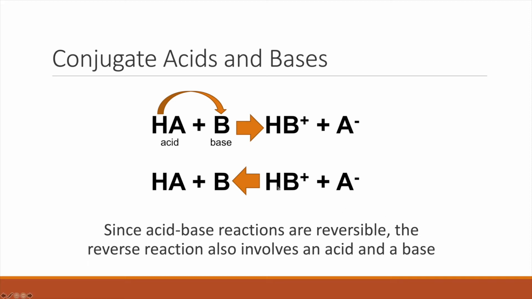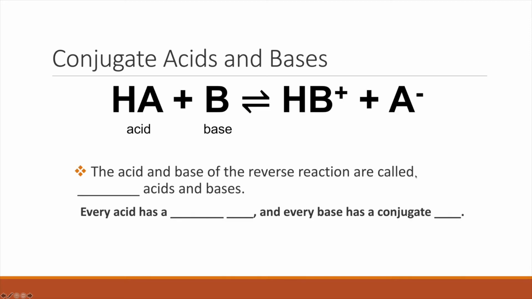To go back to reform what I had originally, this hydrogen is going to go back to that A minus. So now this is acting like an acid, and this A minus is acting like a base. Okay? So we have special names for this. The acid and base of the reverse reactions are called conjugate acids and bases. Right? Every acid has a conjugate base, and every base has a conjugate acid. They come in pairs. Right?